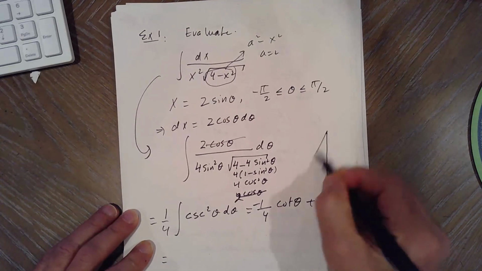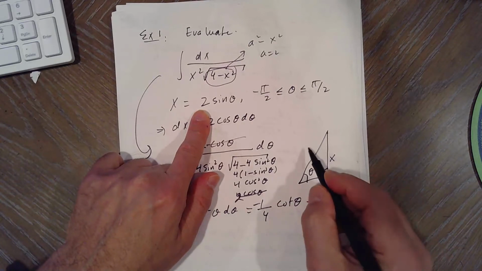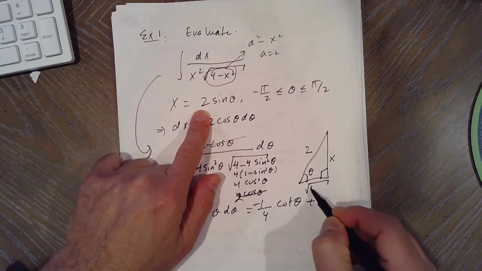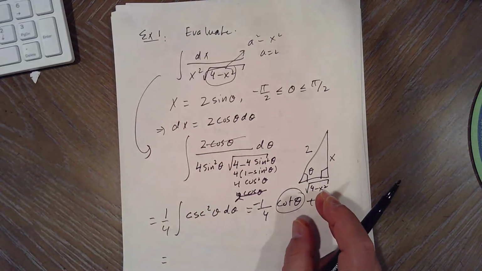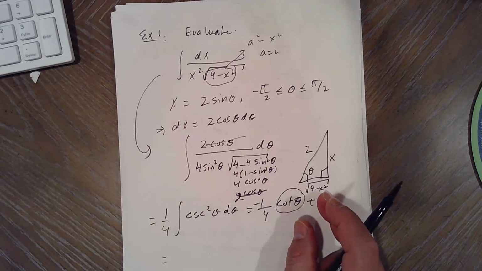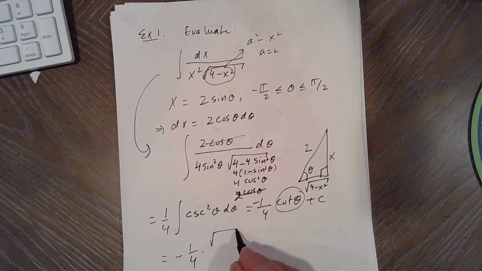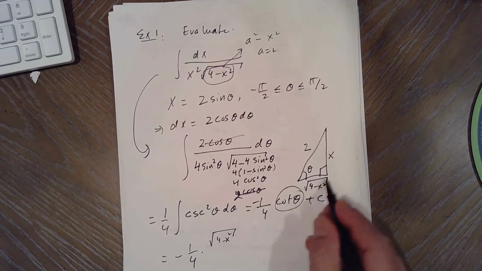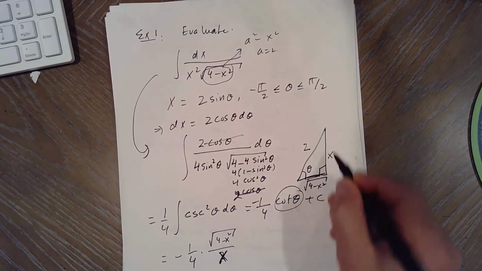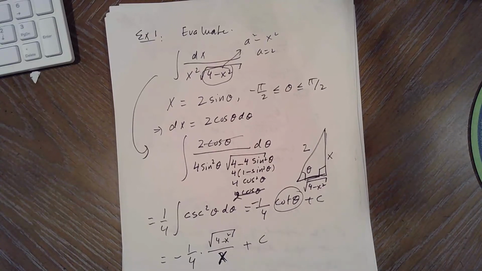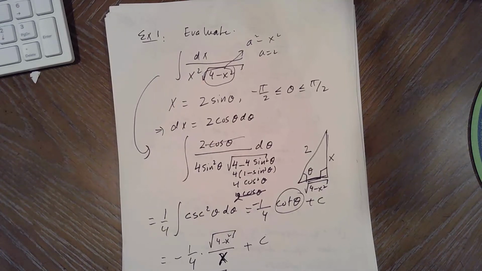Now remember the triangle we did earlier. If sine theta is x over 2, opposite over hypotenuse, the adjacent side is square root of 4 minus x squared. So cotangent theta is going to be adjacent over opposite, so it's negative 1 over 4, adjacent over opposite, plus C, so it's negative square root of 4 minus x squared over 4x plus C.